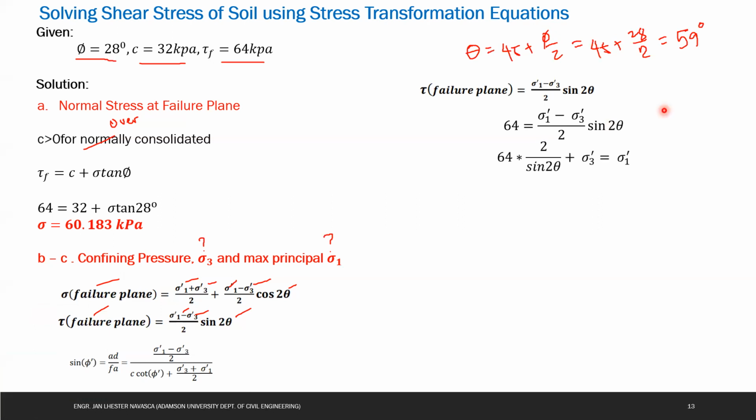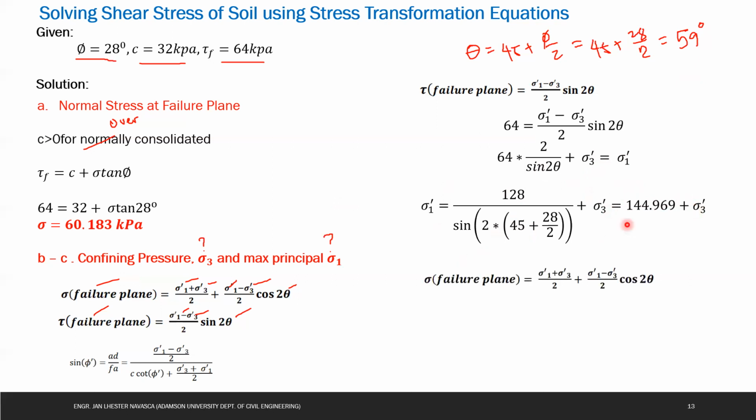Using this equation, cross multiply mo lang yung 2. You get 64 times 2 divided by sine 2 theta, transpose sigma 3, and you get this relationship for sigma 1. Therefore, your sigma 1 equals 64 times 2 over sine 2 theta plus sigma 3. Then substitute what we have in our problem. Sigma 1 equals 64 times 2, that is 128, divided by sine 2 theta, using 59 degrees, plus sigma 3. Simplify mo lang to, that is 144.969 plus sigma 3.